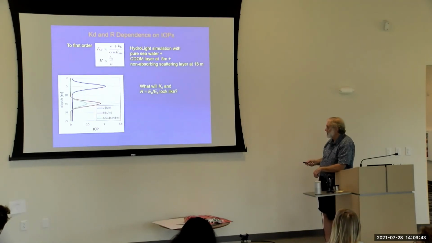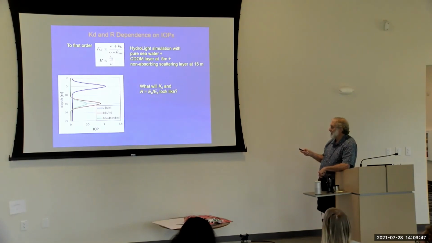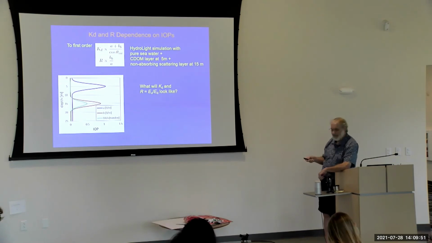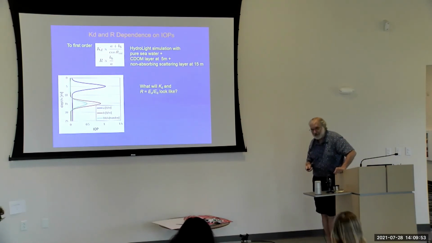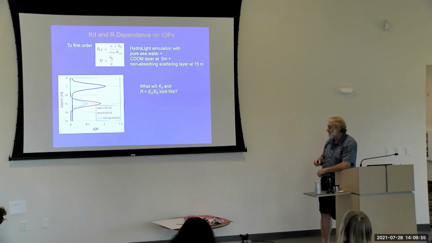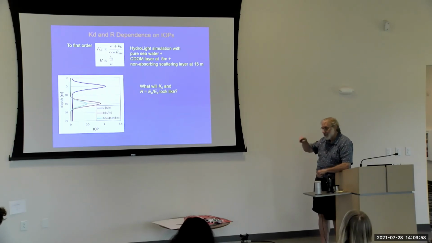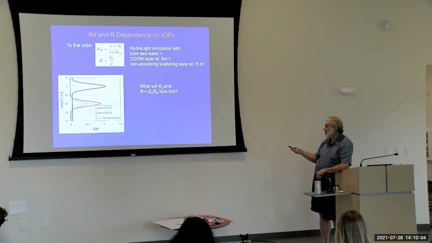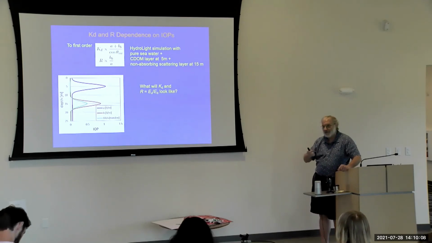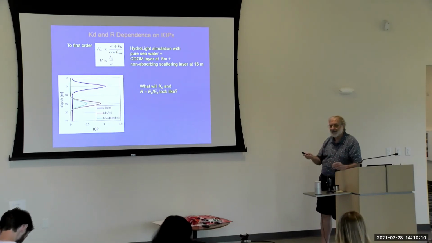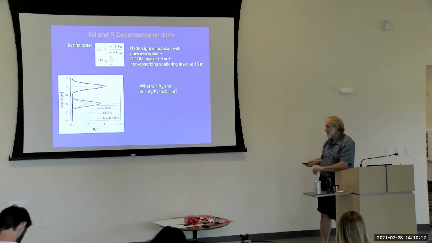And so here's just some little simulations. You haven't seen it yet, but I said that K_D is a very absorption-like parameter. And there's a thing called the quasi-single scattering approximation developed by Howard Gordon. And if you work through that, it'll show you that the first order K_D looks like absorption plus backscatter over the cosine of the sun angle in the water. And that'll get you about 80 or 90% of the total answer.